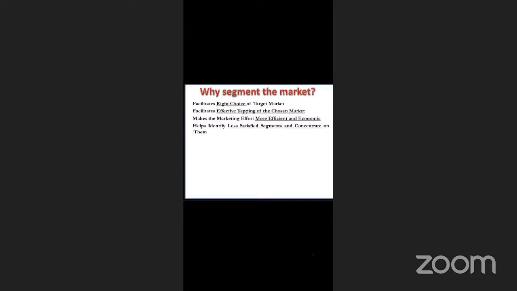If today I have no power to buy a BMW car, but after some days or after some years, I may be able to purchase, I will have that purchasing power to buy a BMW car. So according to the needs of the customers, definitely the organizations should retain the customers, and this can happen by market segmentation.